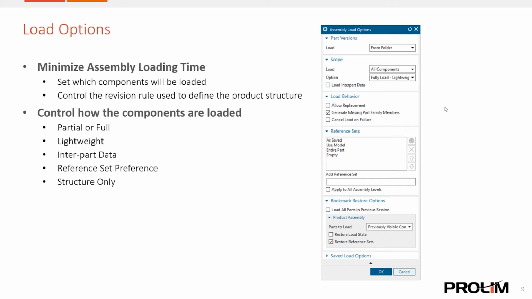So with your load options, you can set which components will be loaded. You can set how the components are loaded, whether you are going to be partially loading the components in or fully loading. Lightweight representations, whether or not you want it to load in inner part data, which is your wavelink information. Your reference set preferences, which is a priority setting that you can set so that your load options will prioritize, say, a simplified reference set over your model reference set, so that if a simplified reference set is available in an assembly, it'll use that instead. Or even if you only want to do structure only.